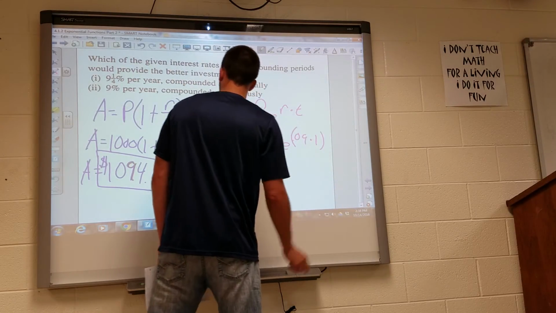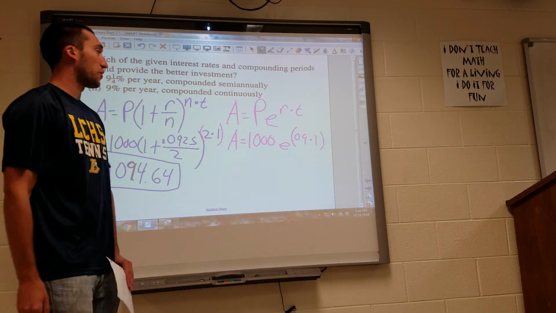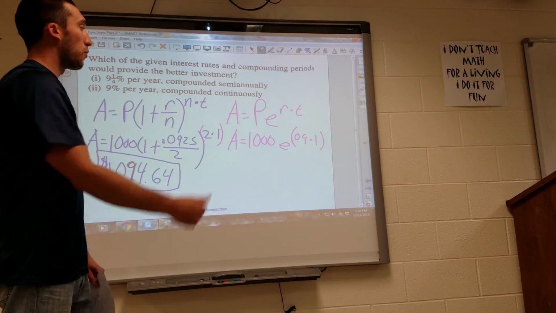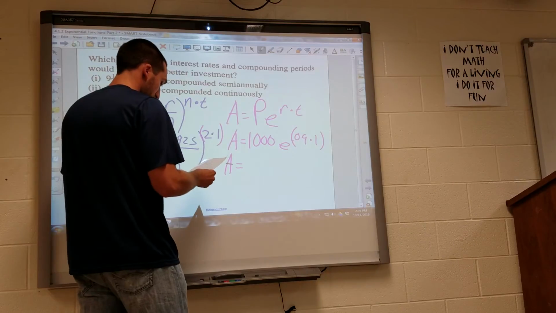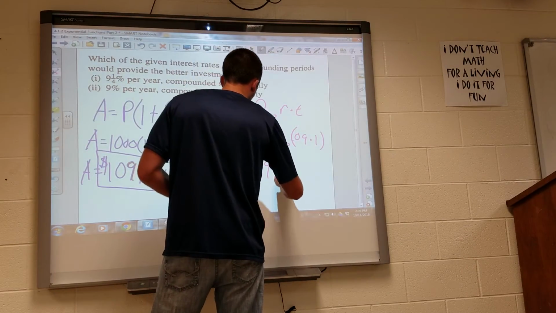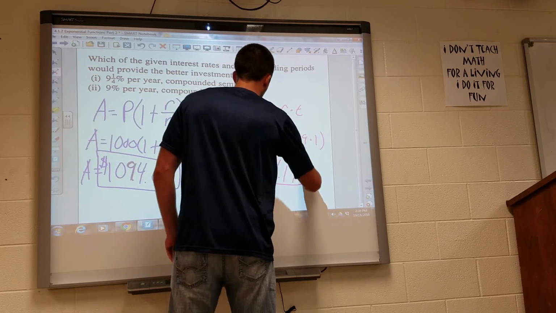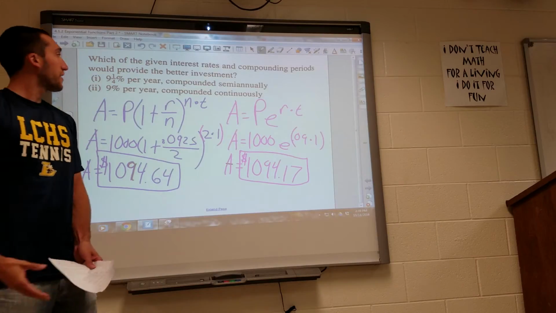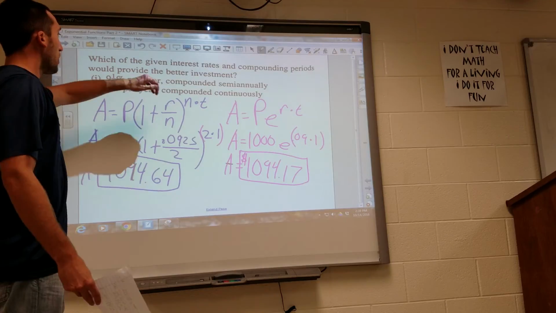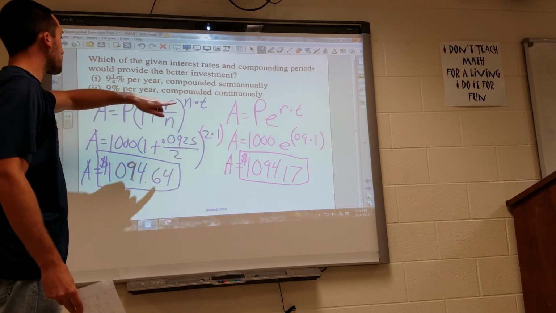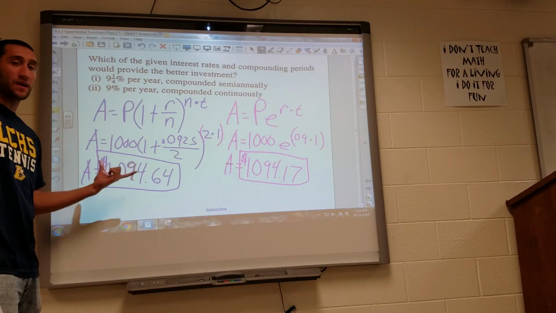And remember that these should be in parentheses because it's the entire exponent. So e is being raised to 0.09 times 1. And when we compute that, your money is worth $1,094.17. So, if you had the choice to invest it semi-annually at 9.25%, or continually compounding interest at 9%, you can see that we're going to take the compounded semi-annually.